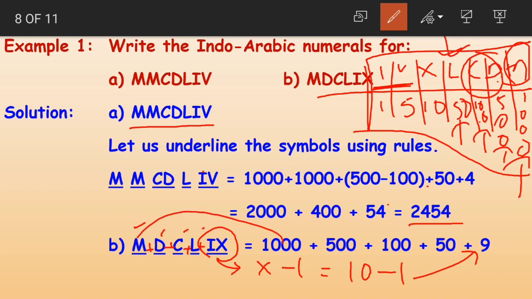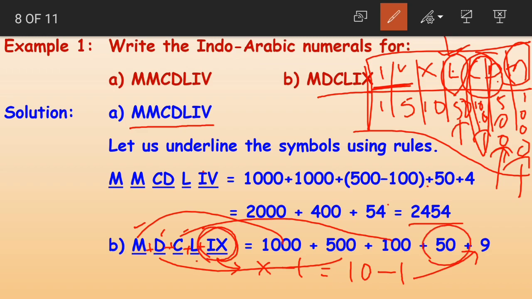M is equal to 1000. Then plus D is equal to 500. C is equal to 100. Now see children, you wrote the chart, right? So you can simply look at the chart and write its values. L is equal to 50 and IX is equal to 10 minus 1, which is equal to 9.